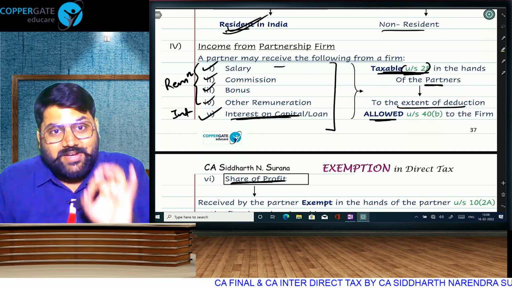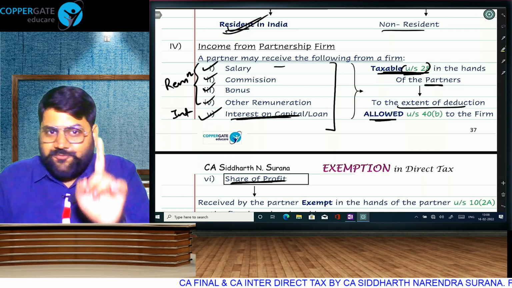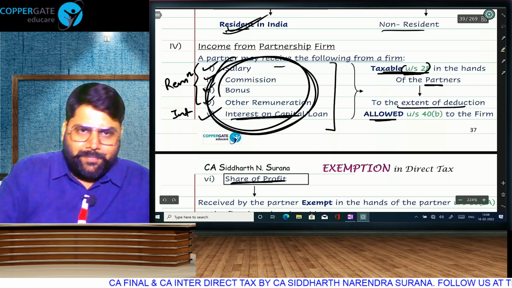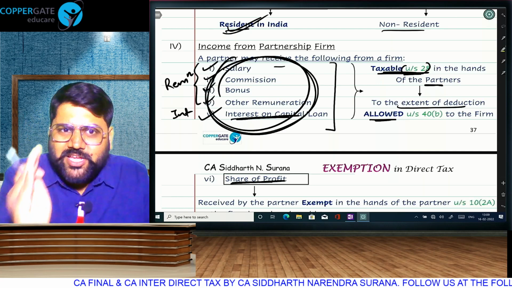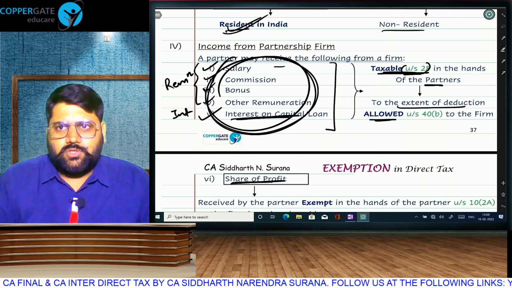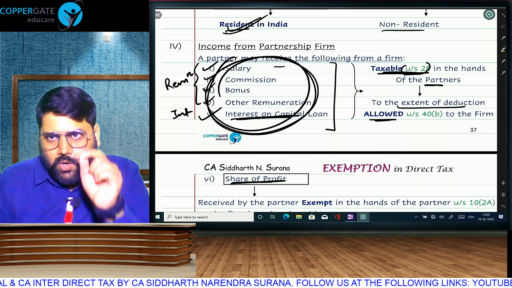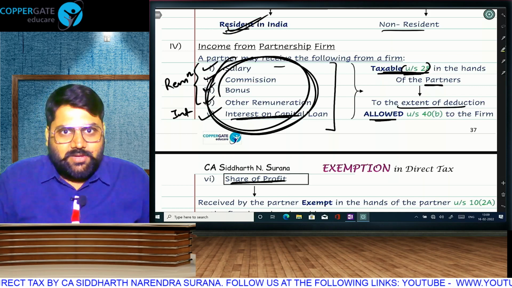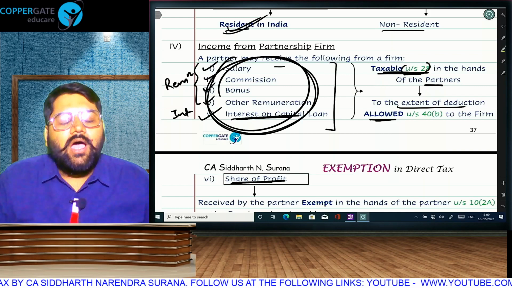So we all know there is section 40B, a firm will not get full deduction of all the payments. Whatever is the payment made by the firm to the partner, we will restrict it to the limit of 40B. We will be revising that 40B limit also. The firm will get deduction only within the limit of 40B, and only that much will be taxable for the partner, to the extent it was allowed to the firm.